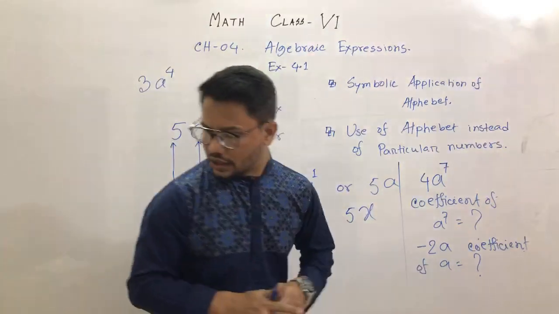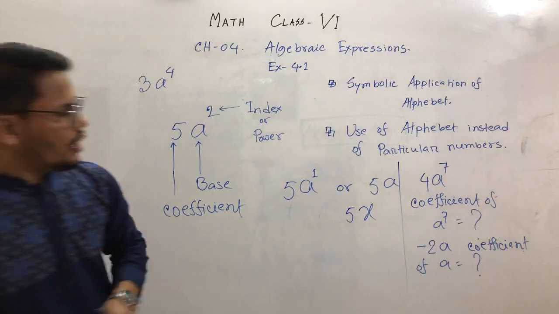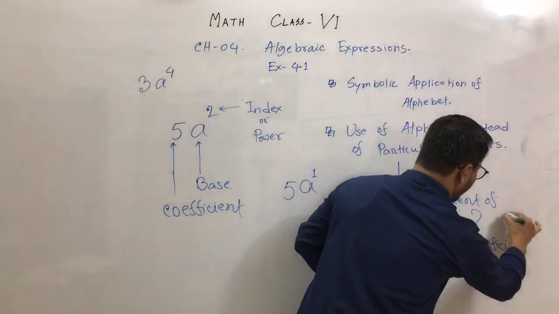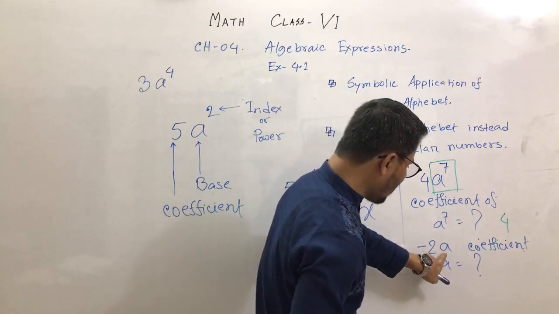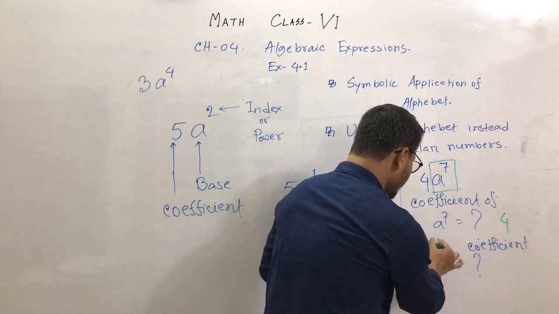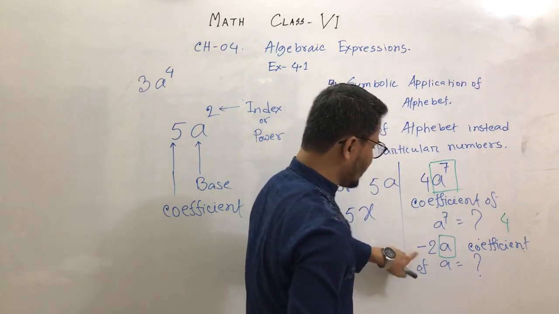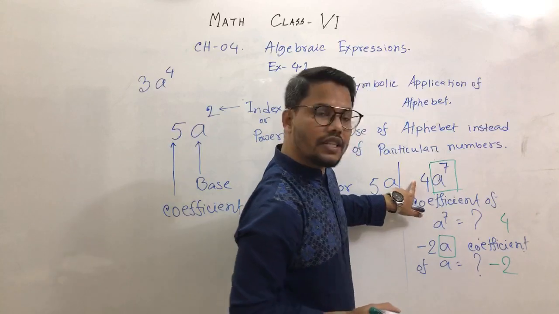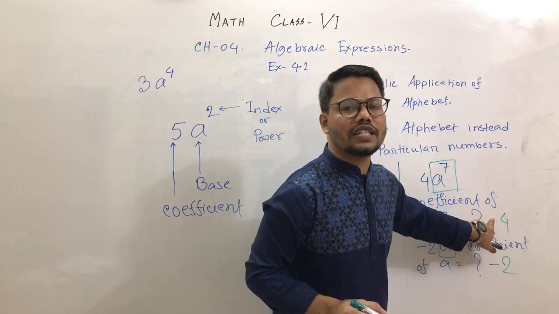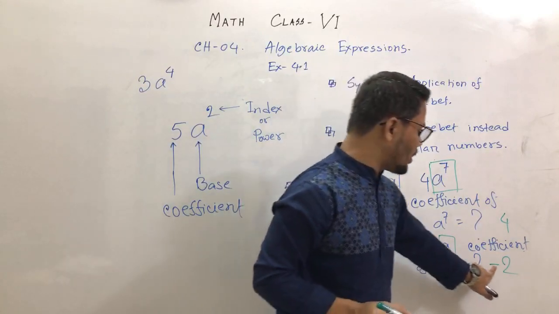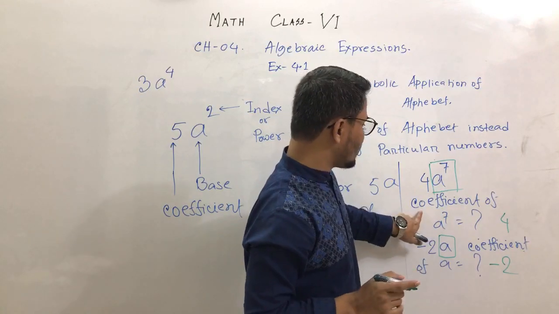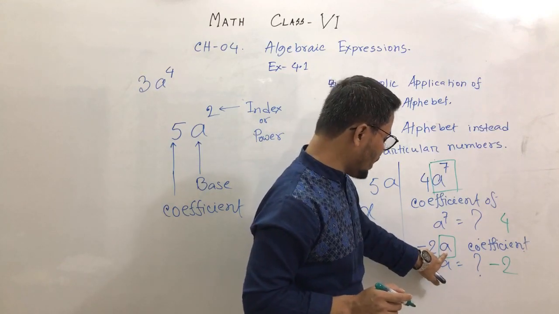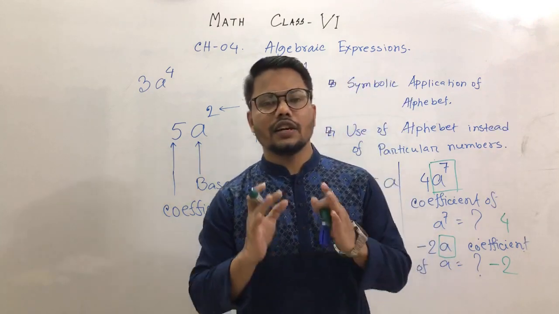Okay, in the first question, we see here the coefficient of a to the power 7. The coefficient of a to the power 7 is 4. And here, the coefficient of a is minus 2. If we see here, this is a minus, you have to mention it. But if this number is plus, there is no need to mention the plus operation sign. But if there is a minus symbol, you have to mention the minus. So the first answer: the coefficient of a to the power 7 equals 4, and the coefficient of a here equals minus 2. I think now this is okay to you.